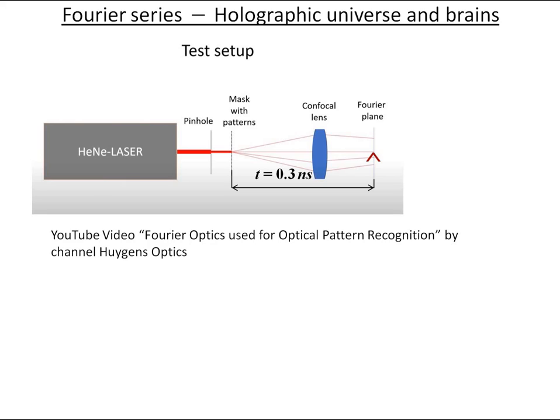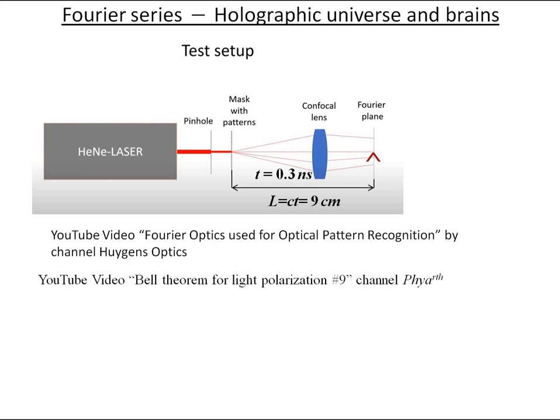This video then suggests that if the lens that creates the fast Fourier transform were closer to the camera lens, the Fourier series summation would be faster. Or another possibility, the Fourier series would not happen at all. I suggest watching my video Bell theorem for light polarization, see description below, where I investigate quantum mechanics phenomena of entanglement, the faster than speed of light possibility, spooky action over distance of light.